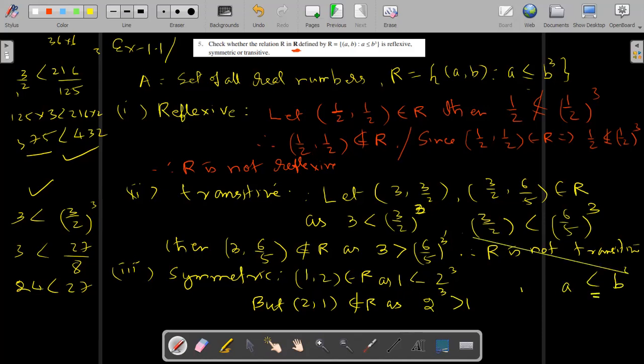Here a is 1, so 1 is less than or equal to 2 cube. But when you write 2 here, I have changed the way of writing. Either you can write this, or you can say that 2 is not less than 1 cube. 2 is greater than 1 cube. So both ways, either you write this way or this way, same thing. Therefore, R is not symmetric.